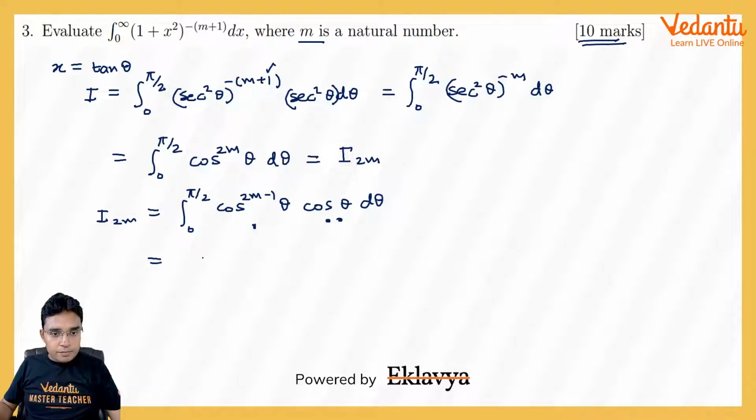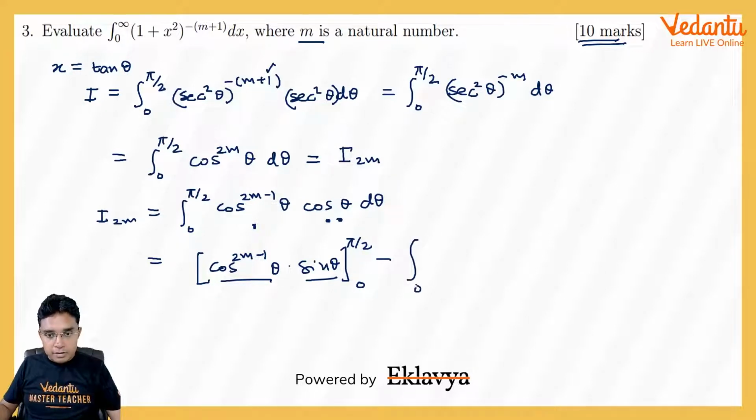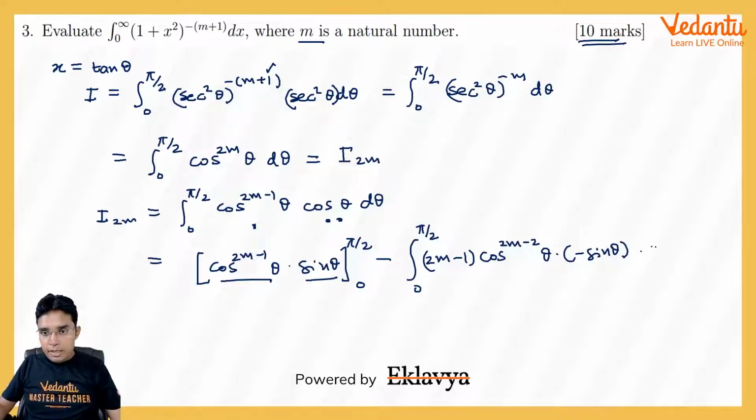So this will become first, cos raised to the power 2m minus 1 theta, into sine theta, with the limit going from 0 to pi by 2. Both limits are such that pi by 2 will make cos 0 and 0 will make sine 0, so this entire thing is going to be 0 only. Then minus the integral from 0 to pi by 2 of the differentiation of the first function, that is 2m minus 1 into cos raised to the power 2m minus 2 theta, then minus sine theta. Up to this point we have done the differentiation, and then the integration of the second function, that is sine theta d theta.